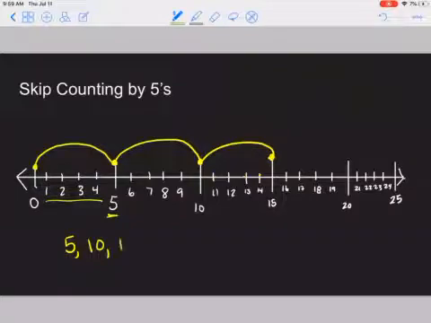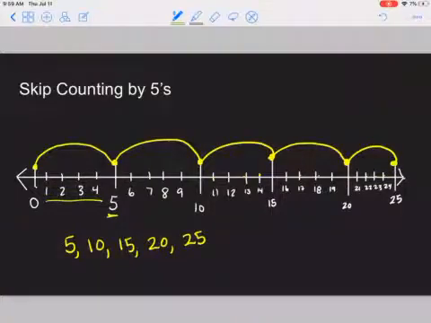I'm going to put 15 here. Skip count the next 4 numbers, 1, 2, 3, 4, and we're going to jump straight to 20. I'm going to skip over the last 4 numbers, 1, 2, 3, 4, to get to 25, and we're going to stop here. Now, let's look at our skip counting pattern that I've written in yellow.